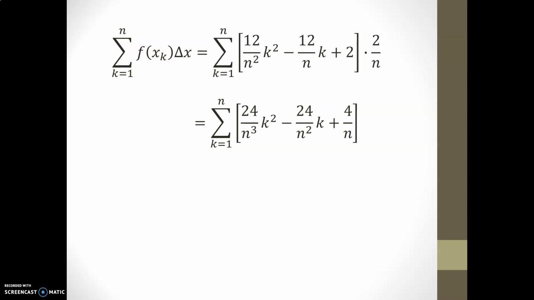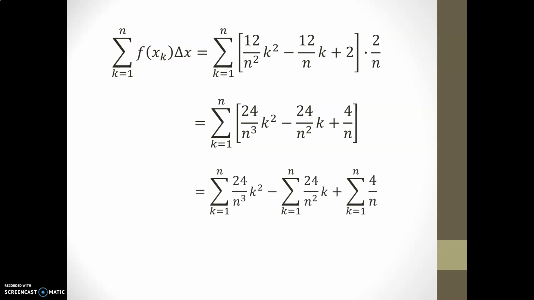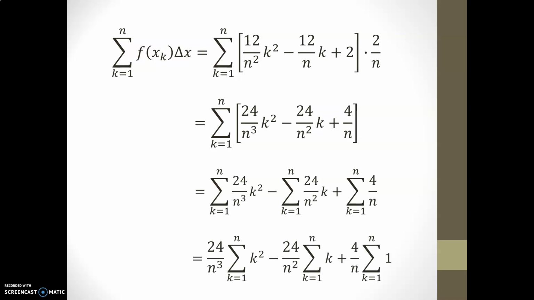Remember your properties that allow you to split summations of added or subtracted terms into individual sums, and you're allowed to extract anything that is not a k term because that is the summation variable. So all constants, 24 over n cubed, 24 over n squared, and 4 over n can be extracted.